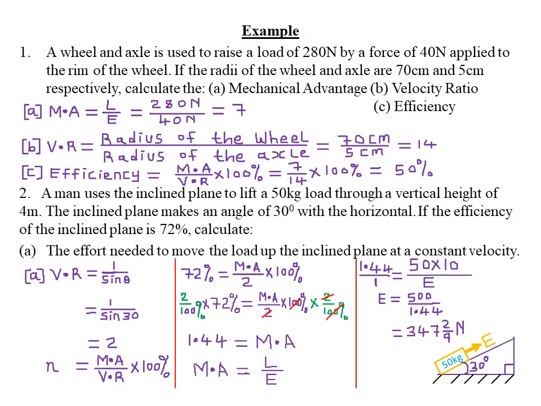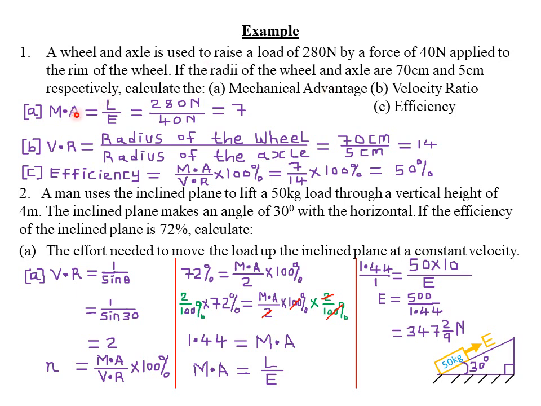So let's look at an example involving the formulas that we have just shown. So the first example reads that a wheel and axle is used to raise a load of 280 Newton by a force of 40 Newton applied to the rim of the wheel. So if the radii, remember radii is just the plural of radius. So radius is singular, radii is plural. So if the radii of the wheel and the axle are 70 centimeters and 5 centimeters respectively, calculate part A, the mechanical advantage of the wheel and axle.